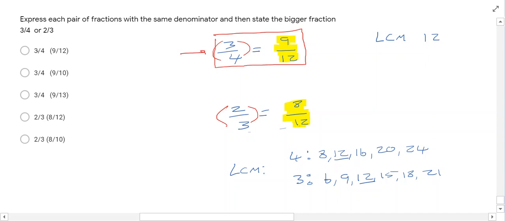And we can see here, so 3/4, this is what it is. This one's the answer for that question. So it's just comparing fractions.